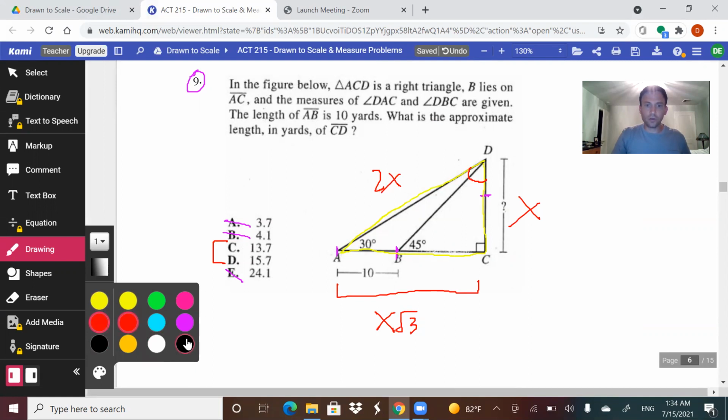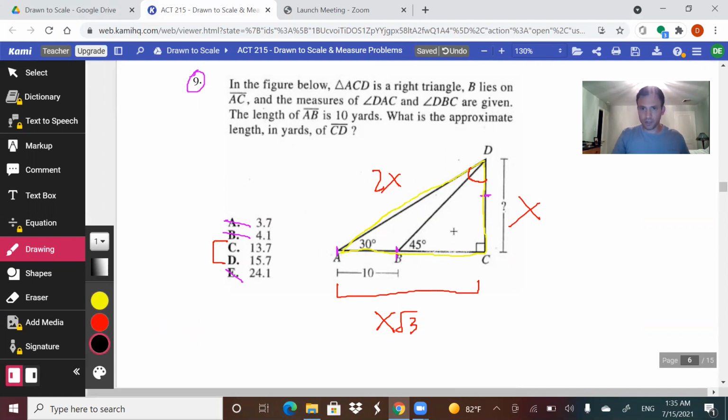Okay, so those are the proportions of a 30-60-90. A 45-45-90 is x, x, and then this would be x root 2. But this x root 2 is irrelevant for this problem. So anyway, just by knowing that, we know that 10 plus x is equal to x root 3, and now we can solve for x. So what we're going to have is 10 is equal to x root 3 minus x.